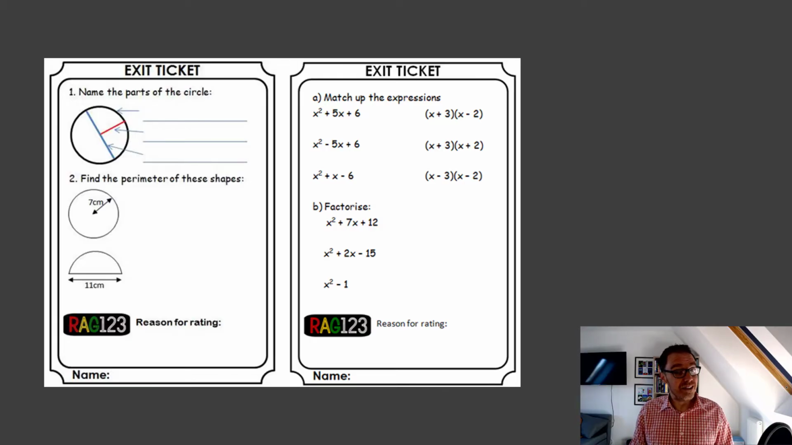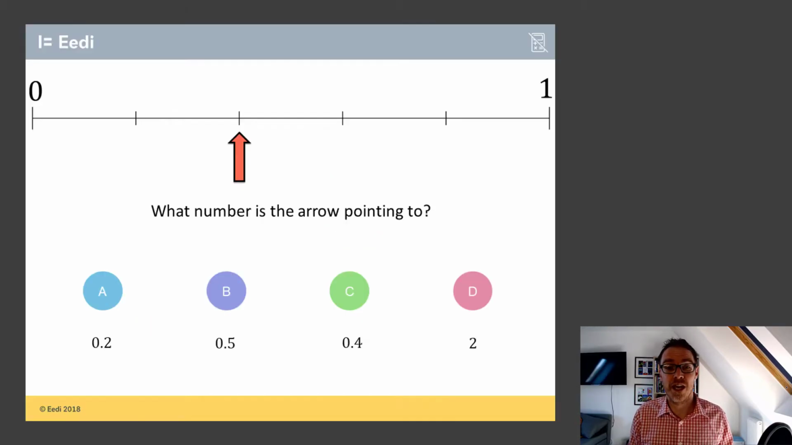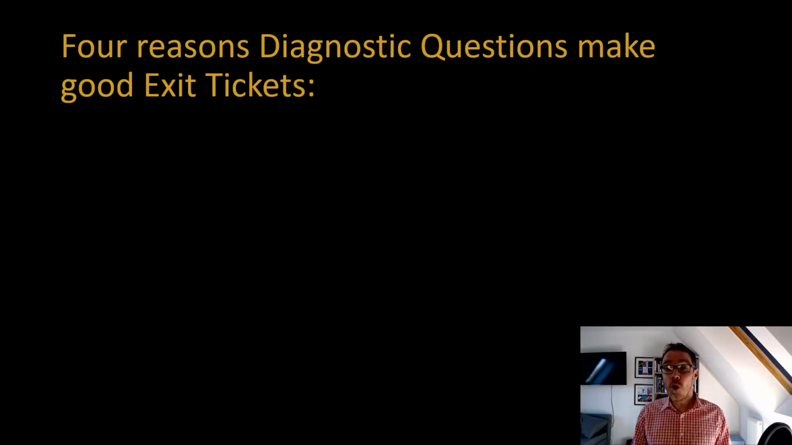Exit tickets are great, but what I'm going to suggest in this video is that they can be improved by using diagnostic questions. Now, I love a diagnostic question. Here's an example of one here. It's a multiple choice question with 1 correct answer and 3 wrong answers, but crucially, each of the wrong answers reveals a specific misconception. So here are 4 reasons why I think diagnostic questions make really good exit tickets.